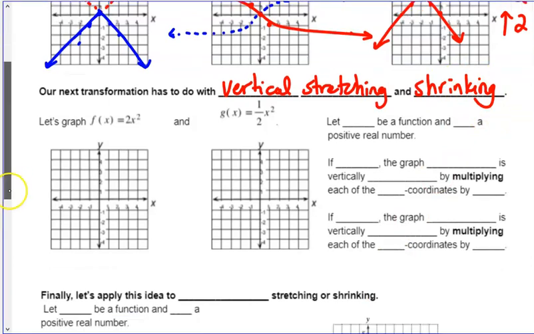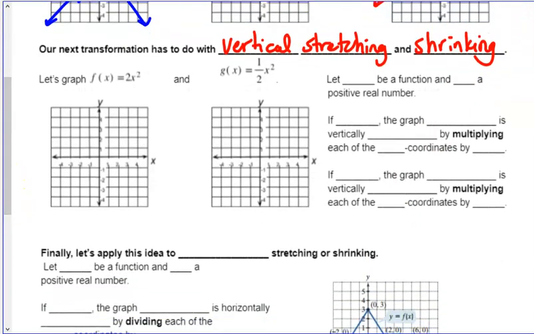And so, notice for our first one here, vertical stretching and shrinking, we're going to use our U-shaped parabola, but notice I have a 2 and a 1/2. So how do those things change? Well, I'm going to do a T-chart here for that, and I'm going to remind myself what the original points are on my parabola. So if I were to put these into my original x squared, I get -2 squared is 4, -1 squared is 1, 0 squared is 0, 1 squared is 1, and 2 squared is 4.